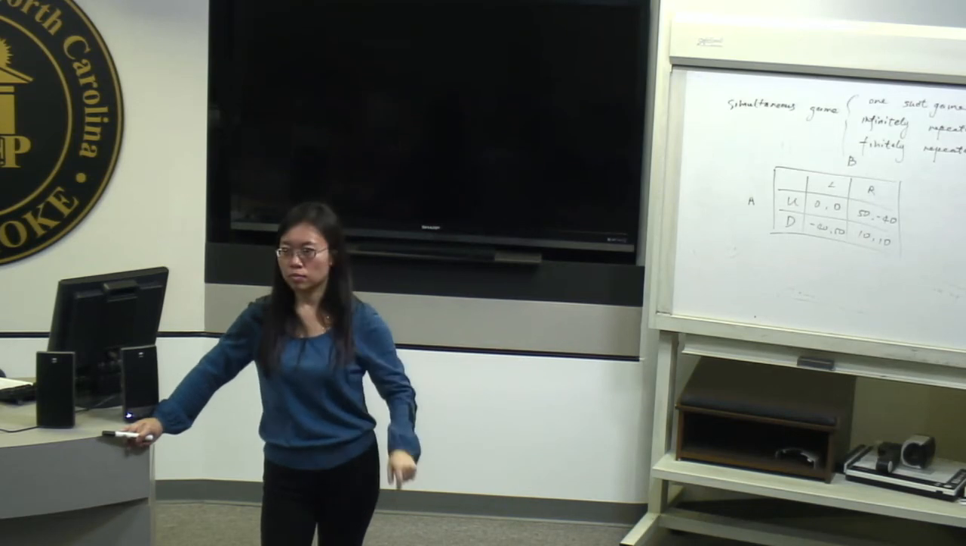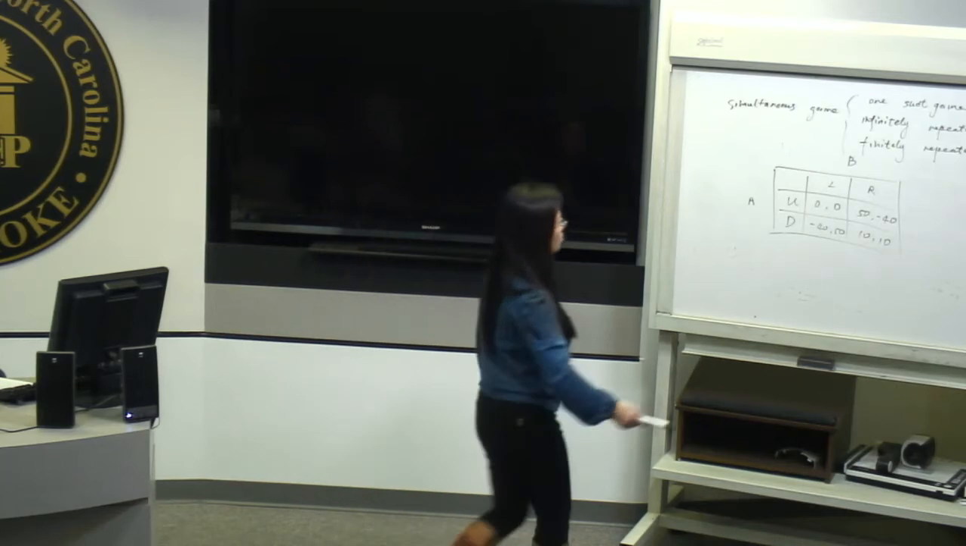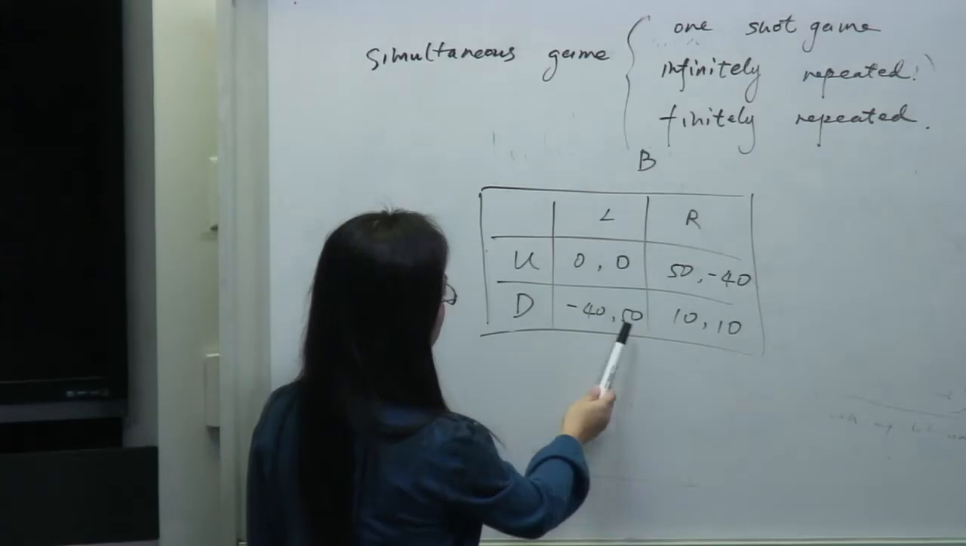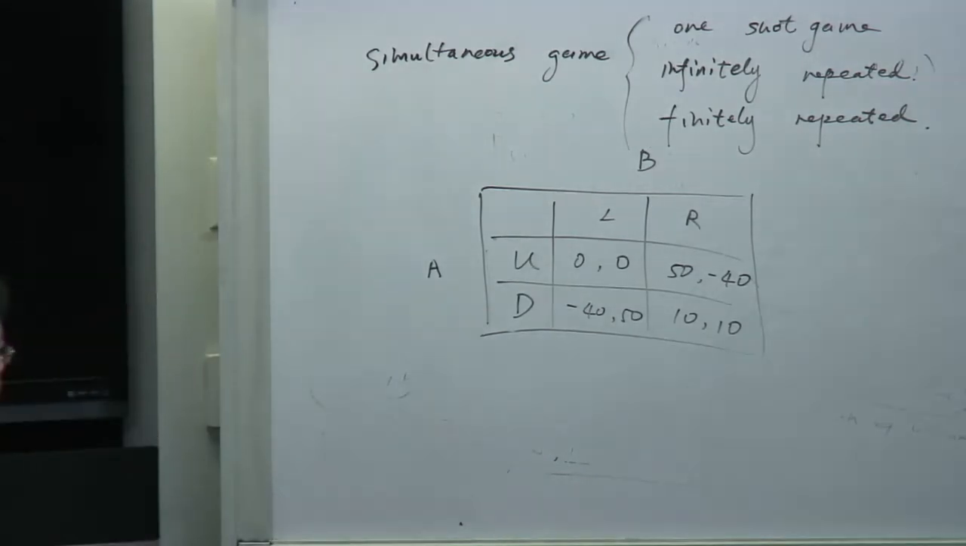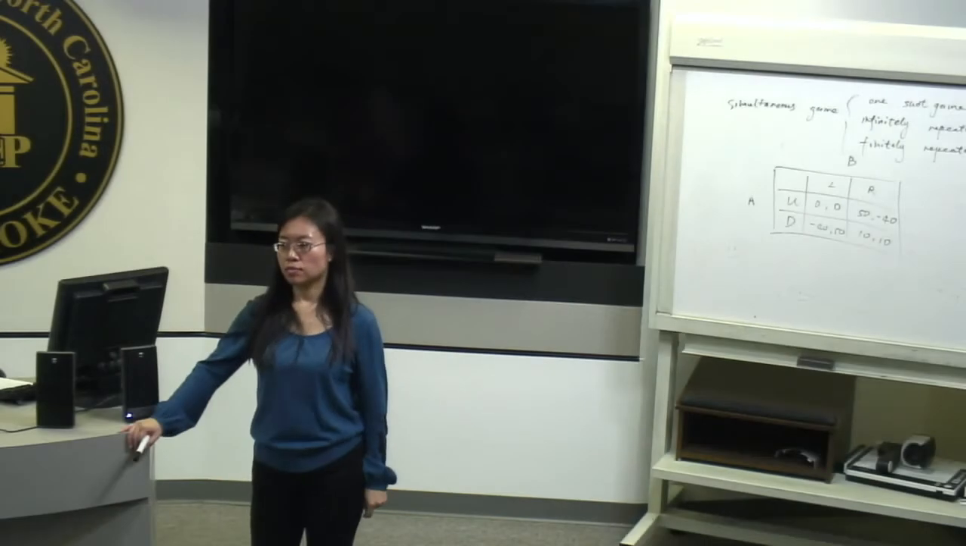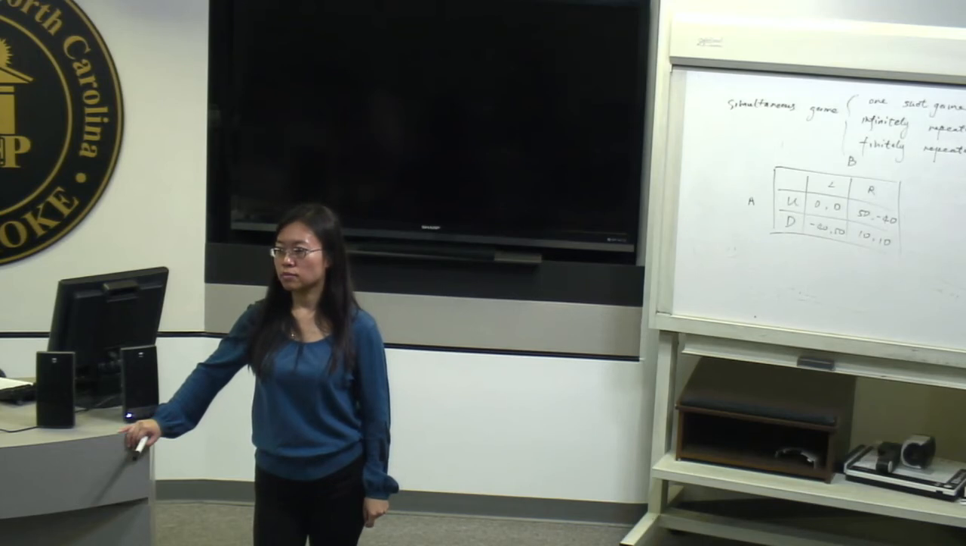Do the marking. The payoffs are 50, minus 40, minus 40, 50, 10, 10, 0, 0. And the equilibrium would be 0, 0.